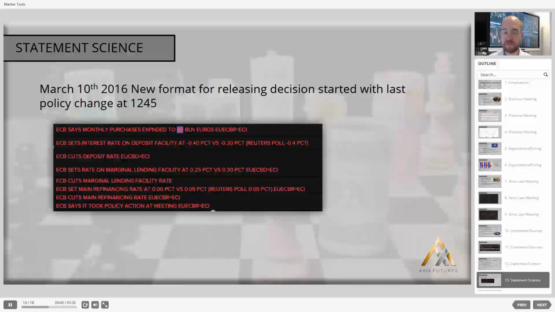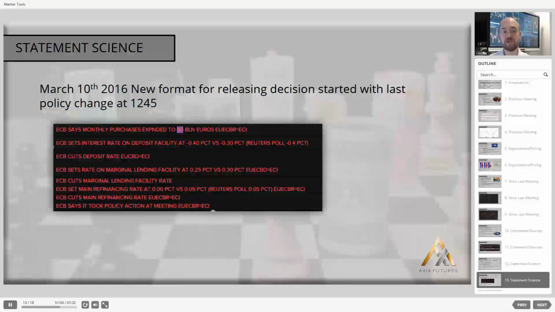At this time, what we got at 12:45 was not just the change in rates, but you got a statement first up. And when you read these news feeds, the first thing starts at the top and scrolls down. So chronologically, we want to be looking from the bottom upwards.